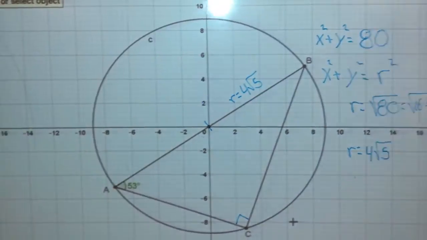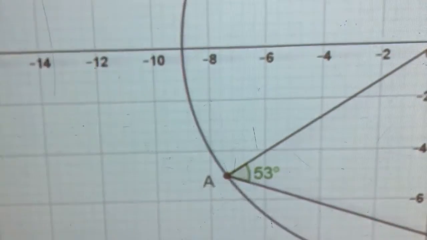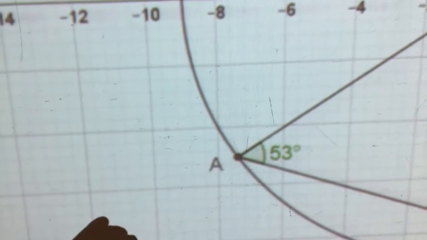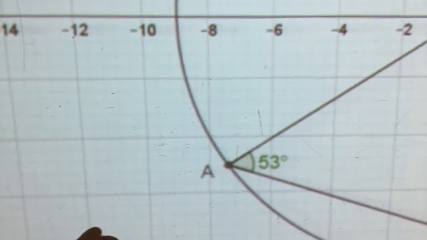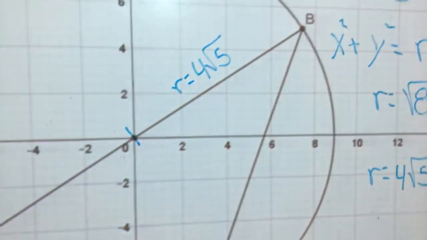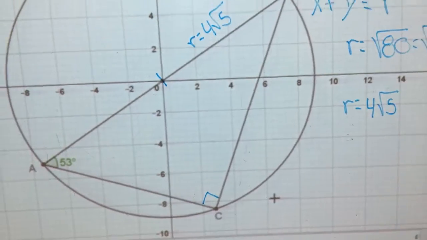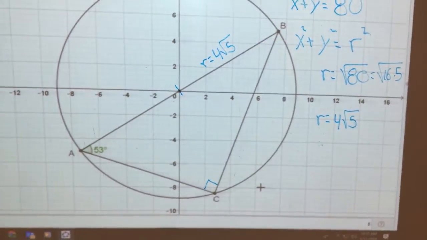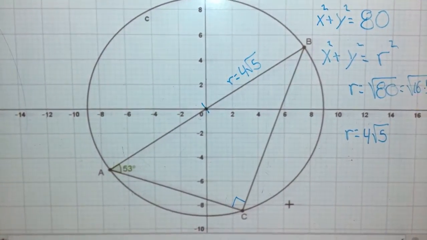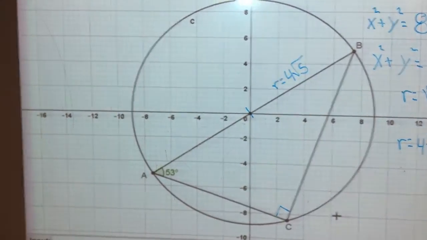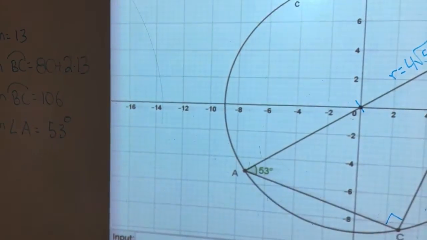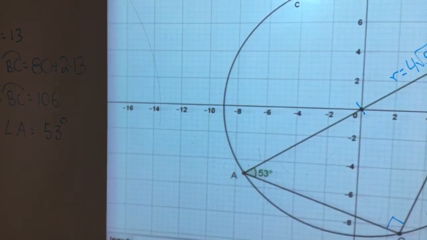Now, you see that angle A right there? That is an inscribed angle. This angle is half the measure of that arc from B to C. If the measure of arc BC is 106, what's half of 106? That makes the measure of angle A 53 degrees.